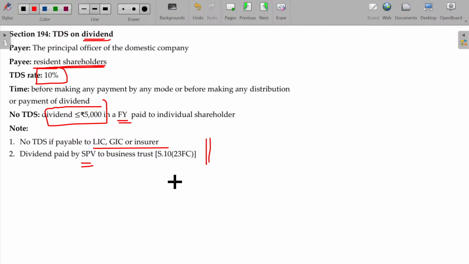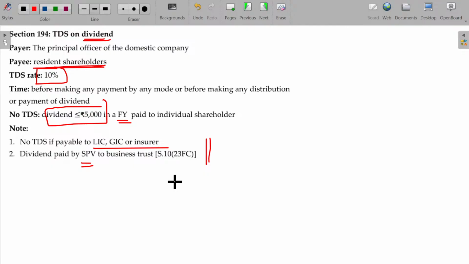If LIC GIC insurer are the shareholders, the company has to pay the dividend to LIC GIC also, right? So for that, TDS is not applicable. If the dividend is paid by SPV, special purpose vehicle, to business trust, of course, this is not for your level. You can study that at your final level. No need to worry about that. Here you just understand SPV to business trust.